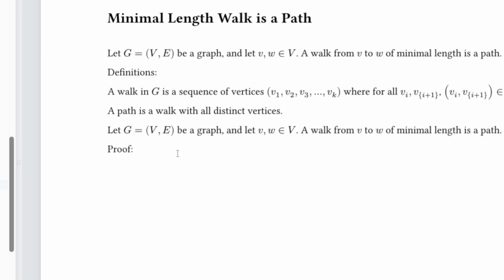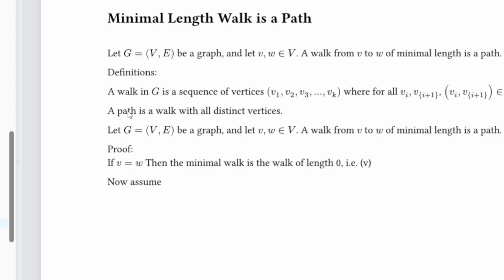Proof. First, actually, we'll handle the case if v equals w. So, if the two vertices are actually the same, then the minimal walk is the walk of length 0, i.e. it's just the vertex by itself. That's the walk, and this is also a path, you can tell.